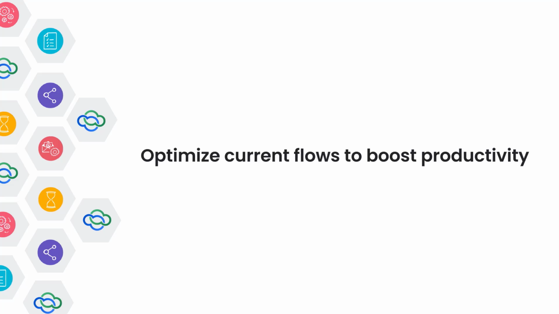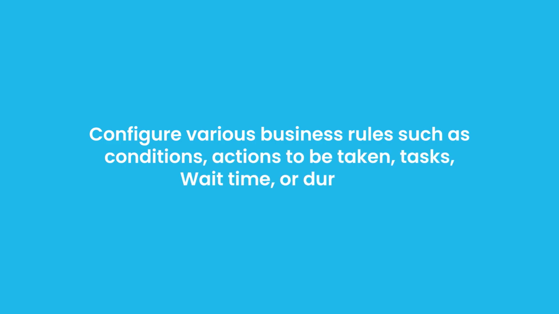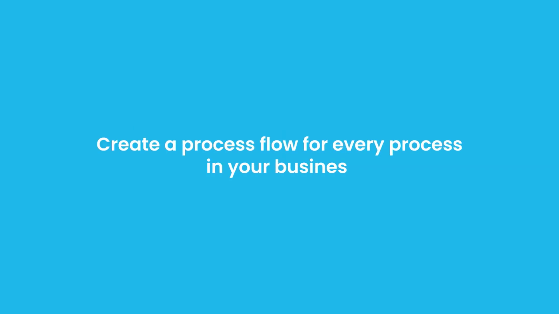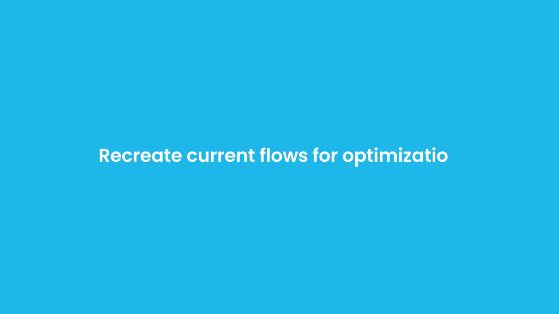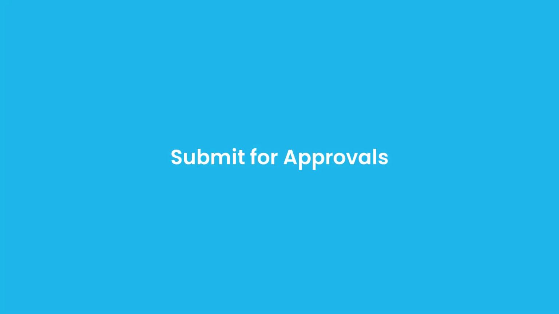Now, let's see what you can do using Process Designer. Design a process flow. Configure various business rules such as conditions, actions to be taken, tasks, wait time, or duration. Create a process flow for every process in your business. Create multiple workflows for each design. Recreate current flows for optimization, and you can also submit records for approvals.